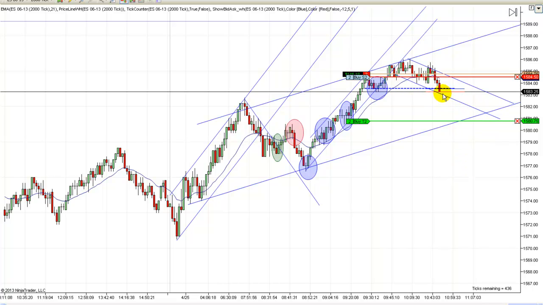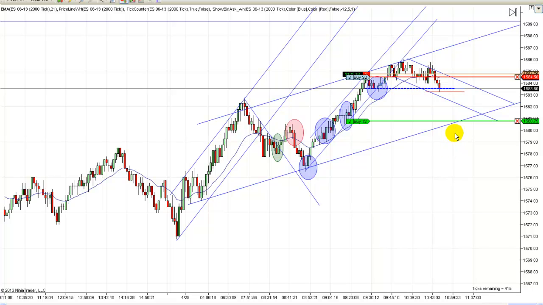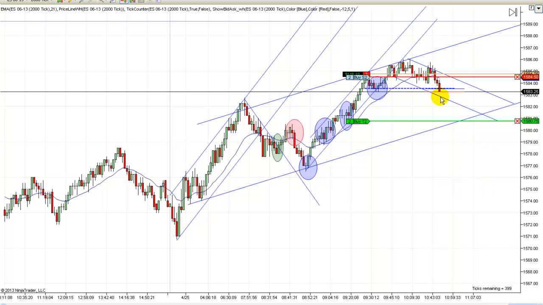So we may bounce right here off of that. It could be right here. Going to leave it there for now. So we'll probably undulate down this way. So I may go ahead and exit this. If it bounces off this line, I may go ahead and exit. Take what it'll give me.